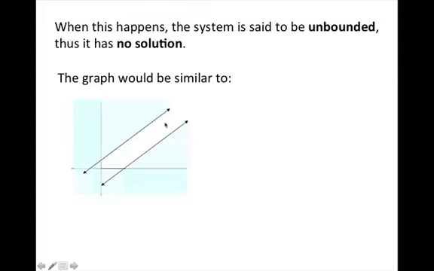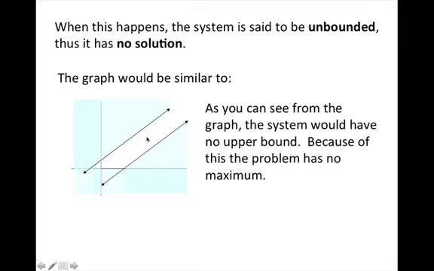Well, I want my maximum. Remember, we were maximizing the p function. So as you can see from this graph, the system would have no upper bound. So I am bounded below because my variables cannot be negative. But if you look at the upper right-hand corner of your graph, that continues on forever. There is no highest value. There's no upper bound. So because of this, the problem has no maximum.